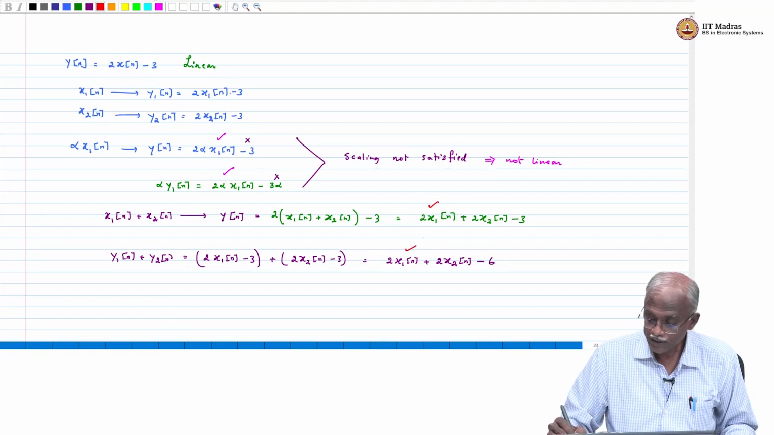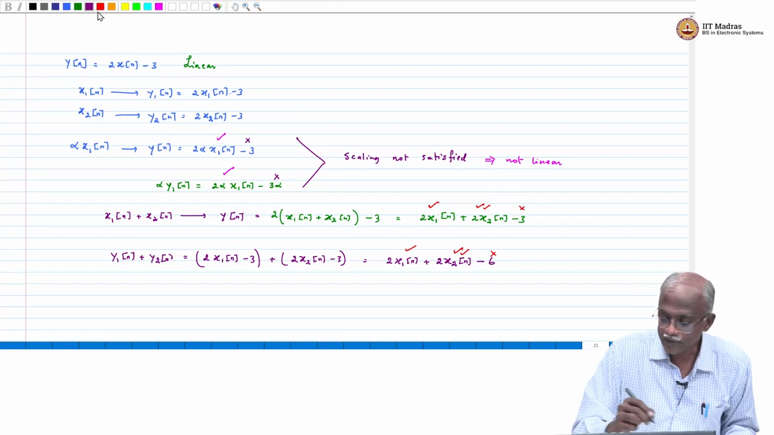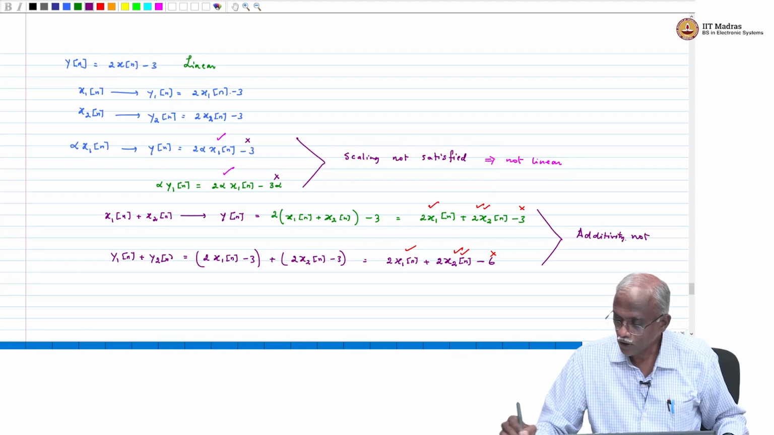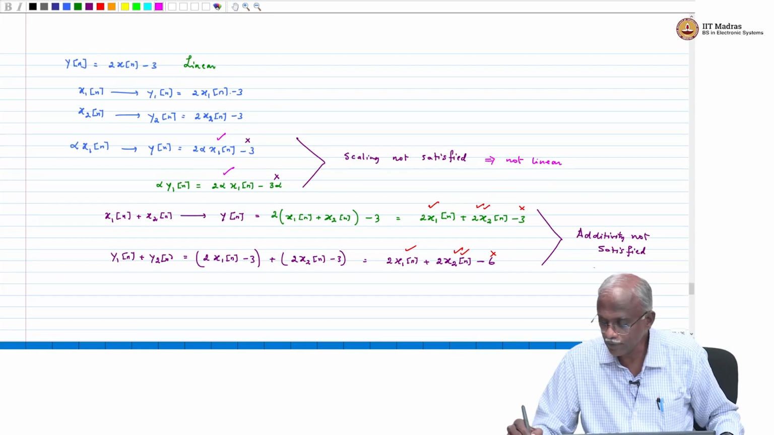This is okay, this is okay, this is not okay. So, basically additivity also fails. Additivity is also violated, not satisfied. So, this also leads to the same conclusion that it is not linear.